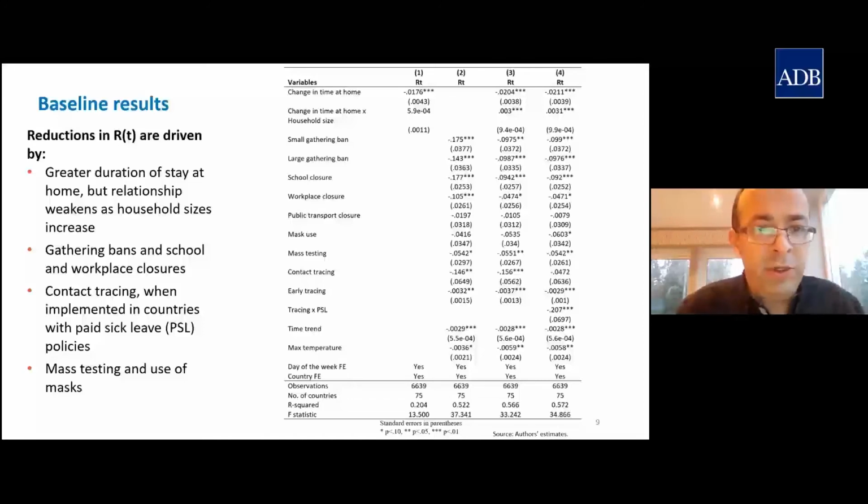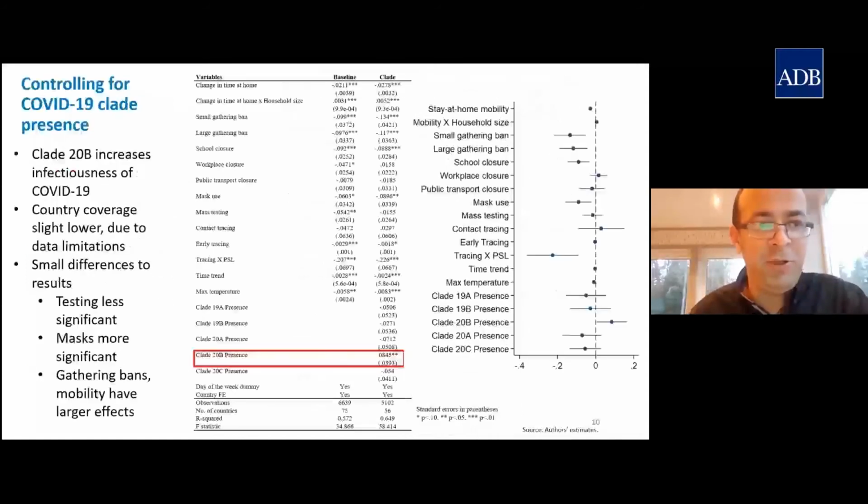In addition to those major measures, there are also smaller effects of mask use and mass testing. The individual policy measures in terms of school and workplace closure also become quite a bit smaller. But we think we have a nice model there with a sensible story and whatnot.